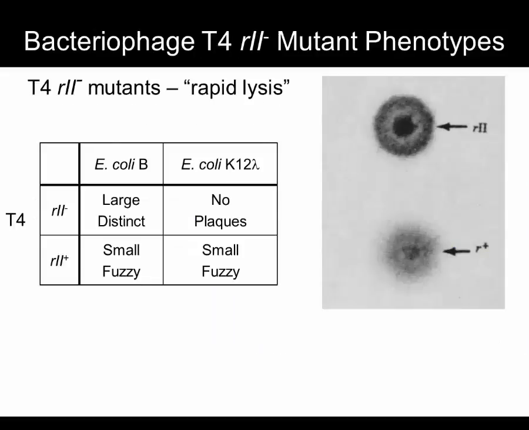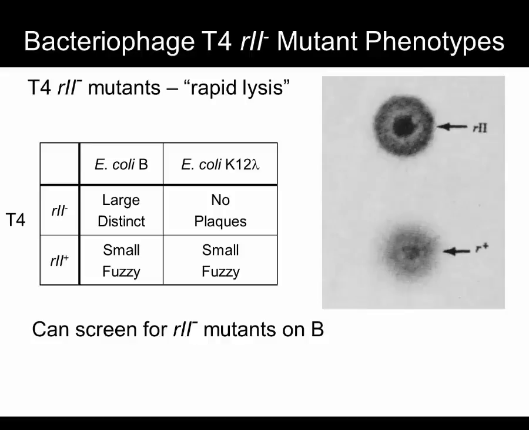The R2- phage are called rapid lysis. The larger plaques are the result of the inability to delay lysis. Here's another view of the difference between the large distinct and small fuzzy plaques that the different phage form on E. coli strain B. This difference allows us to perform a screen. A mix of wild-type and mutant phage can be plated, and each type can be identified by the plaque phenotype.